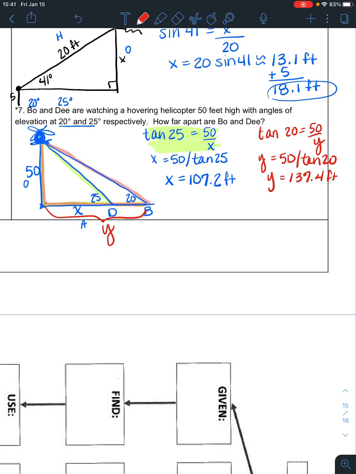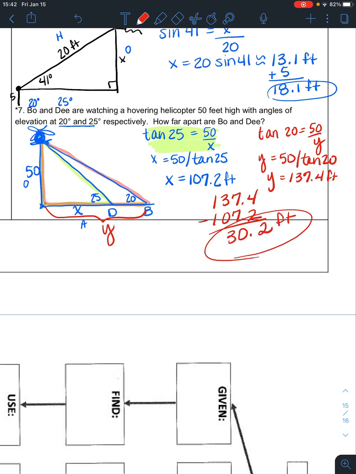And the question is, how far apart are they? So you would take 137.4 and subtract 107.2, and you get that they are about 30 feet apart.